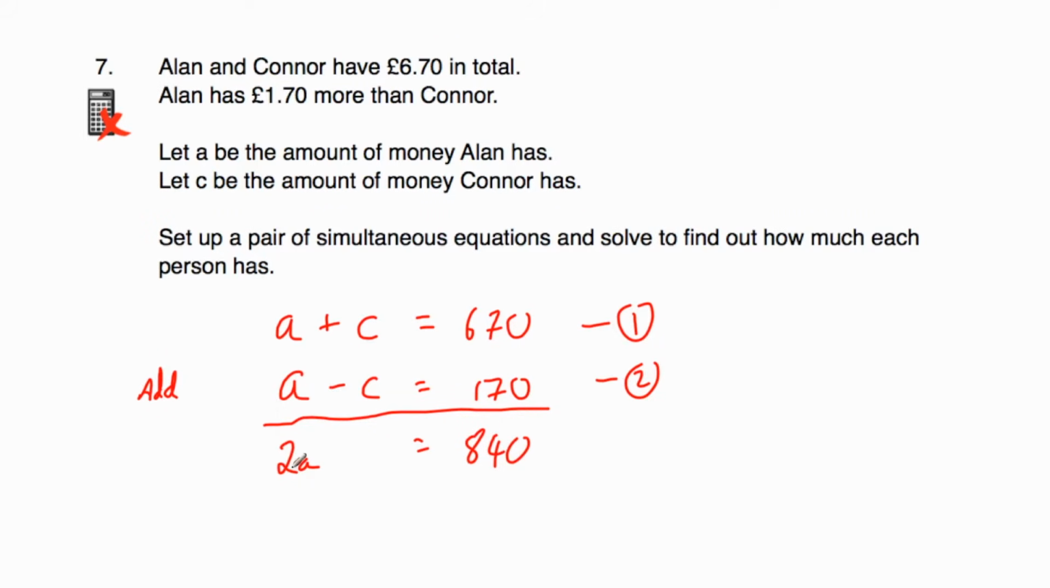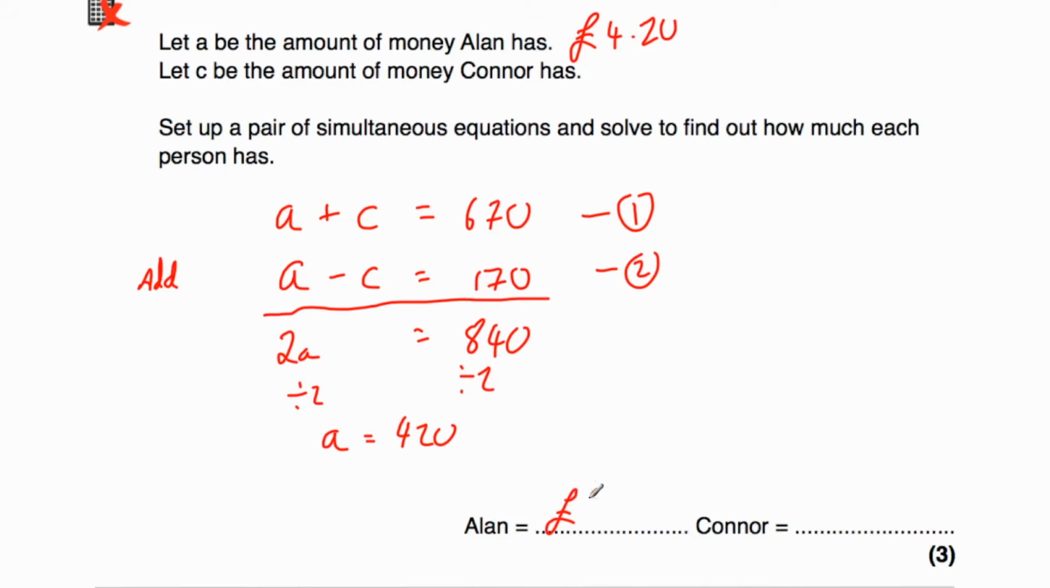So we now know that 2 times a, 2 times the amount of money that Alan has, is equal to £8.40, or 840 pence. So if we divide by 2 and divide by 2, we can find out what a is. Half of 840 would be 420. So that means that Alan has £4.20. I'll just write that down here. Alan has £4.20. So we found out how much money Alan has.